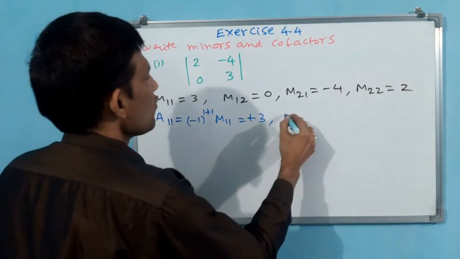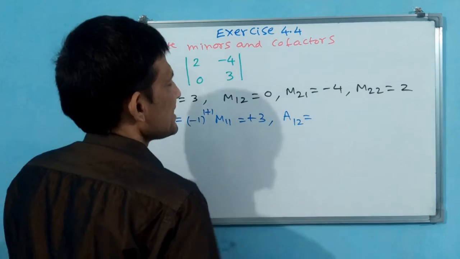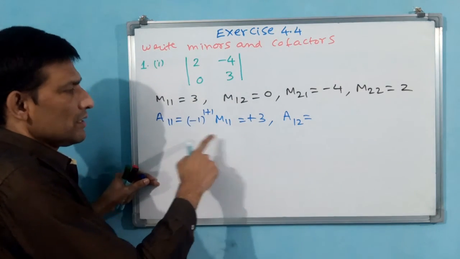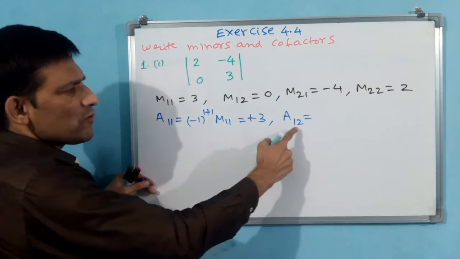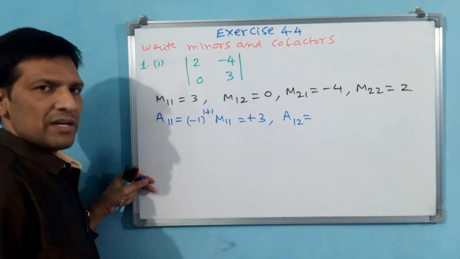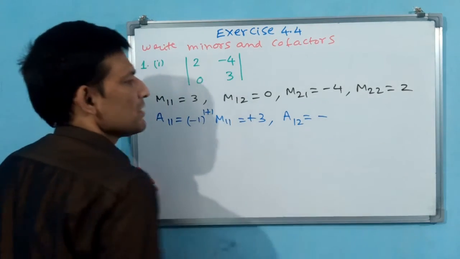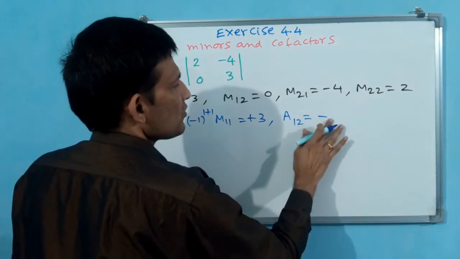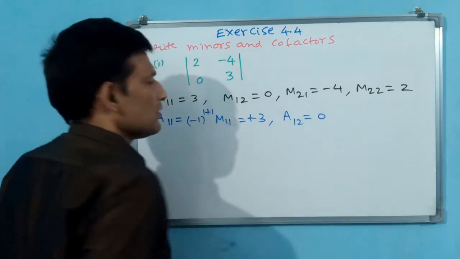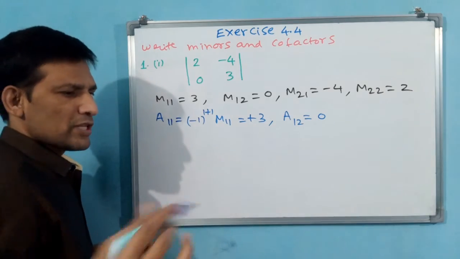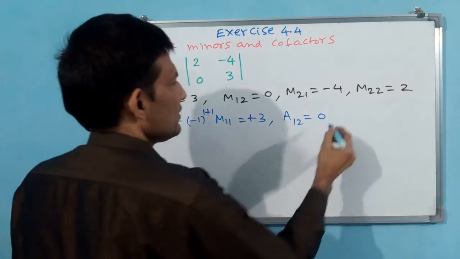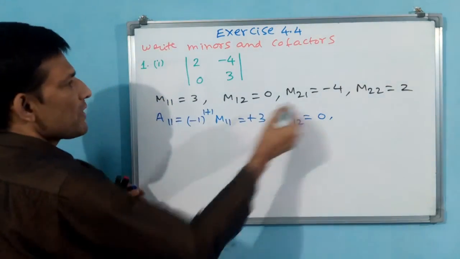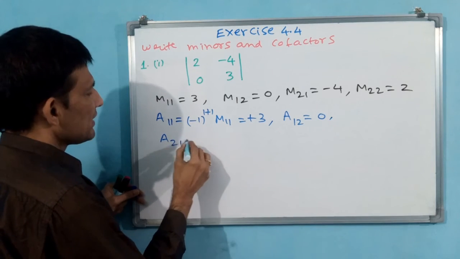Now go for A12. I am not writing this entire thing. I know very well 1 plus 2 is 3, an odd number. That means you have to keep minus. M12 is 0, and for 0 there is no minus, so you keep directly 0. For 0 there is no minus or plus. 0 means 0.